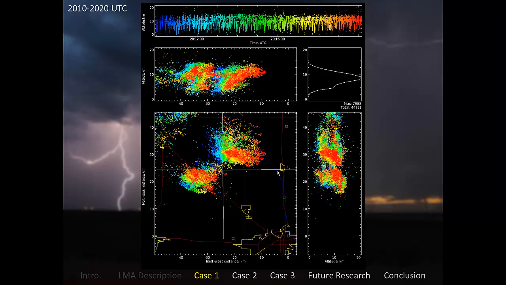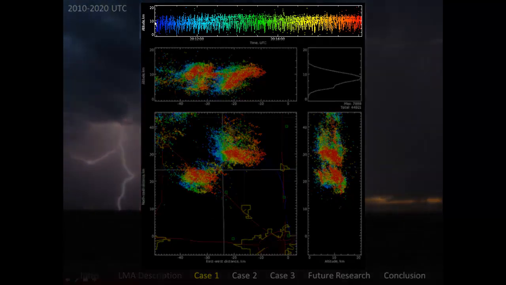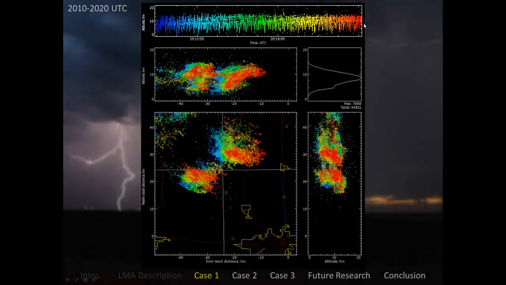I won't get into too much detail about what sources are. I encourage you to do some looking online and trying to understand the terminology that we use, but basically we are using the LMA to detect every point along the lightning channel's path. Up here at the top is basically a time series of all the sources in the window, so the blue colors are the oldest data going to the red colors, which are the newest data.